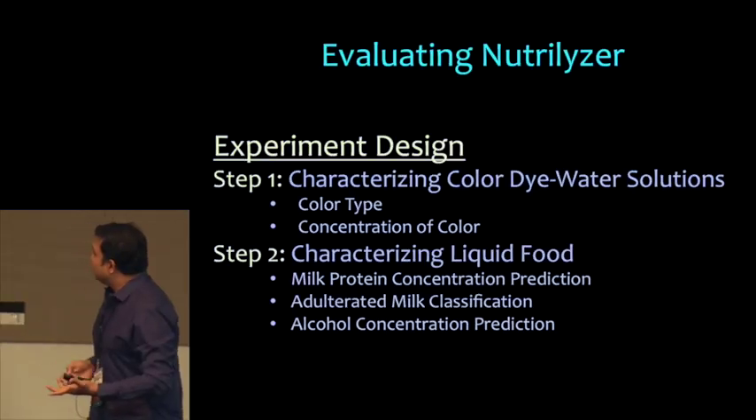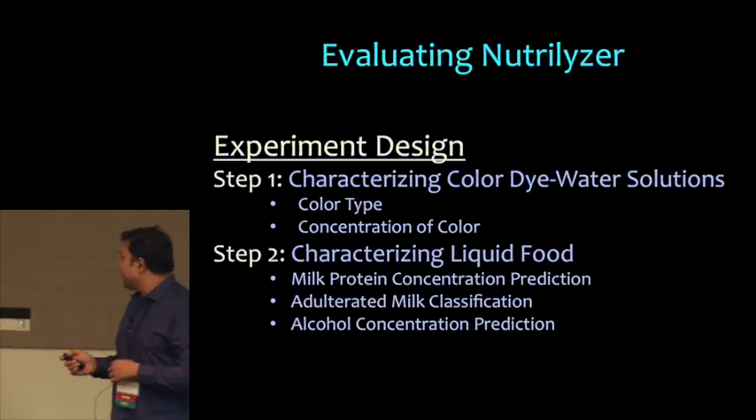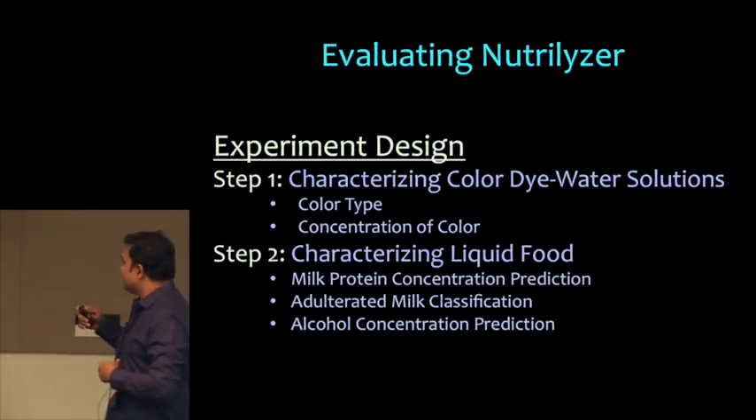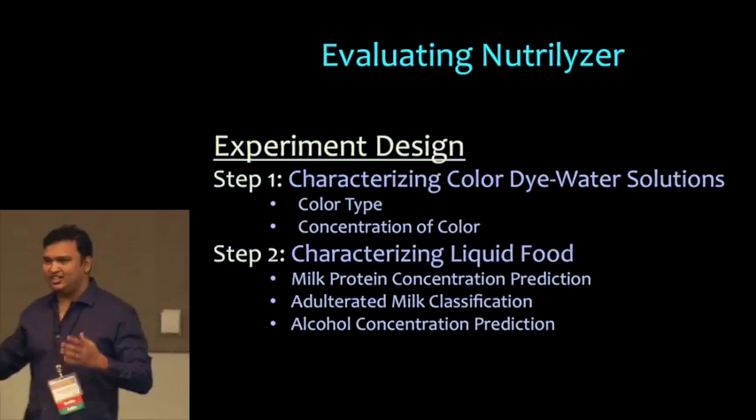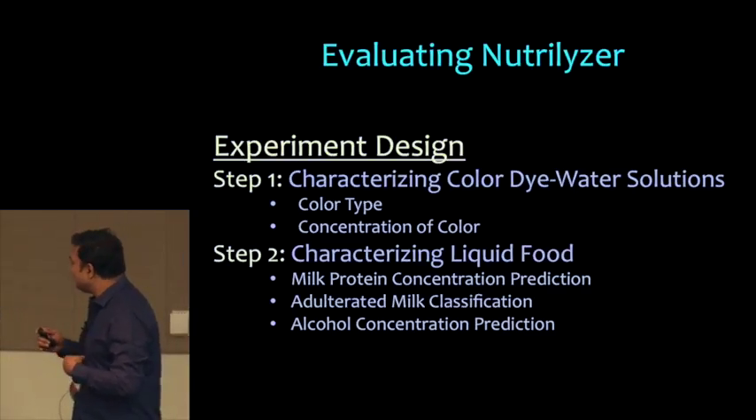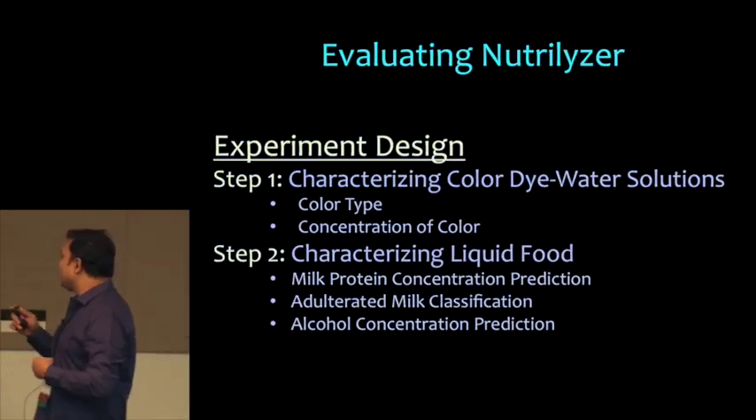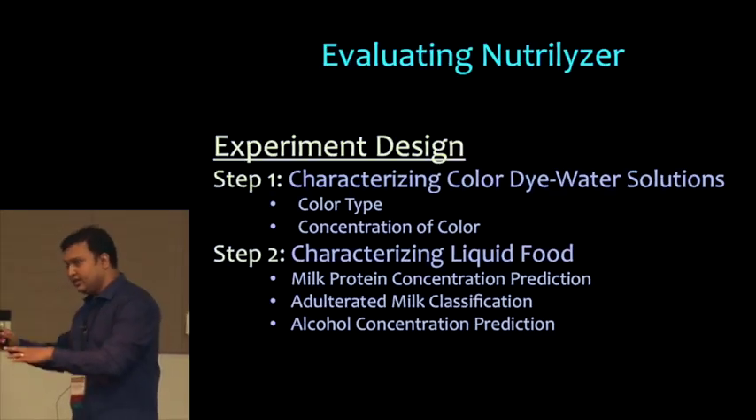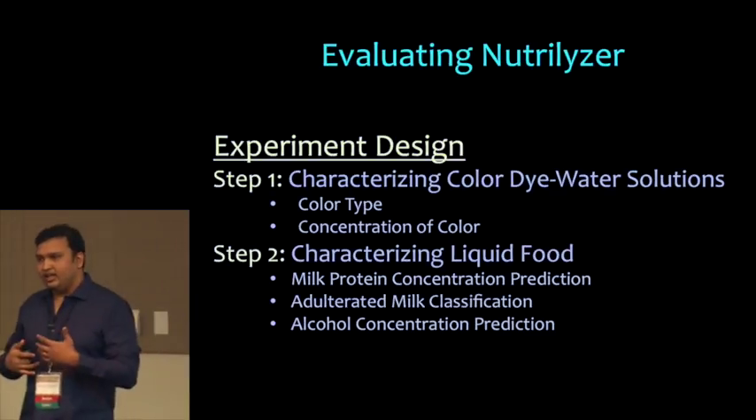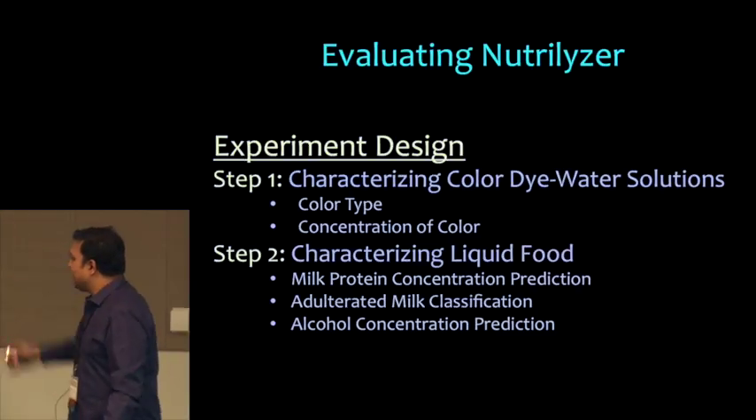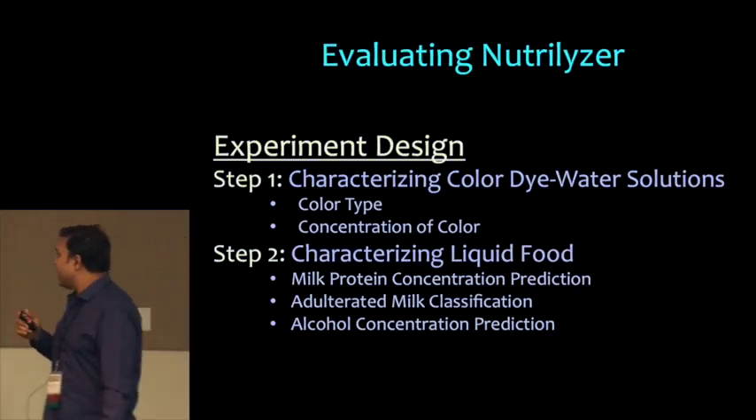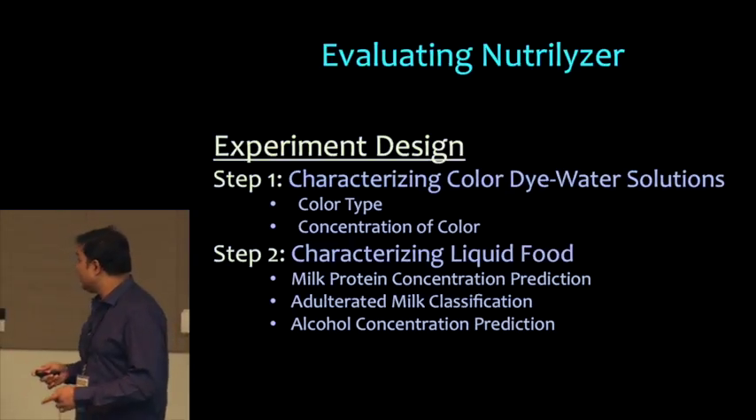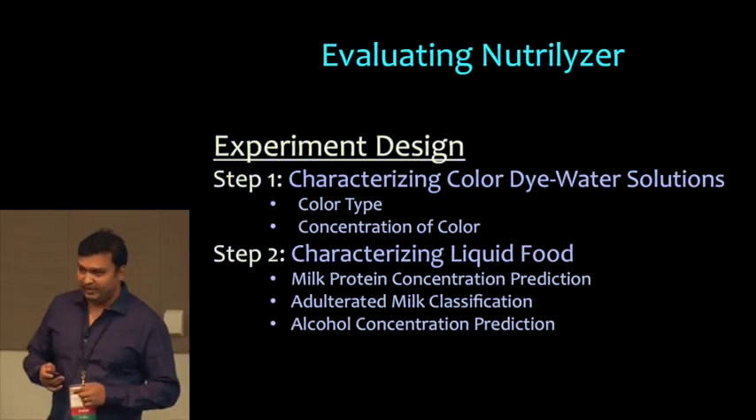Now it's time to evaluate our system, right? So we actually designed a series of experiments here as well. At first, we didn't put our system to the toughest challenge possible. We wanted to see if we can characterize colored dye water solution in terms of color type and concentration of color prediction. Once we had more confidence in our system, we went ahead and put it to the test in terms of characterizing liquid food, specifically looking at milk protein concentration prediction, adulterated milk classification, and alcohol concentration prediction.